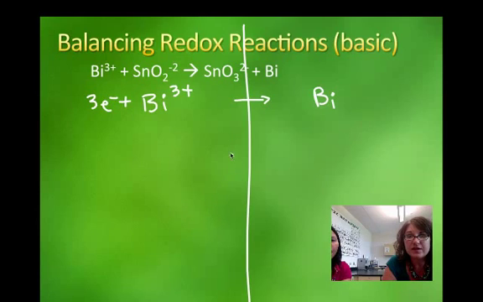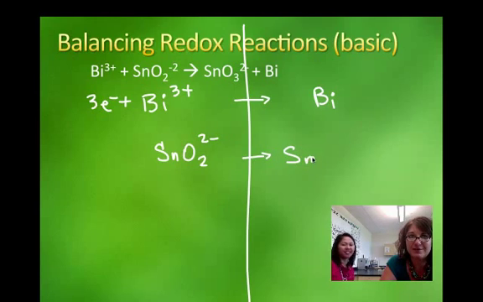Okay, and then let's do tin. We went from tin 2 to tin 4. That sounds like an army command. Tin 2, tin 4. Trucker talk. All right, so we went from a 2 to a 4. We lost 2 electrons.